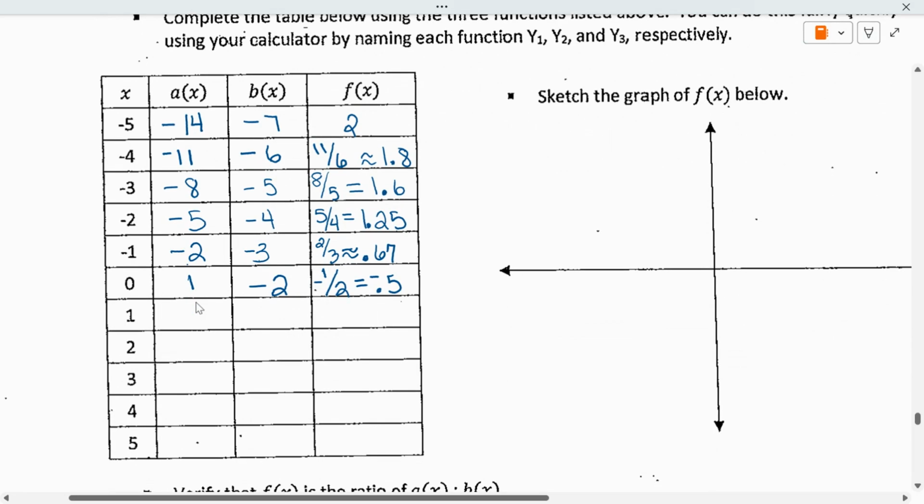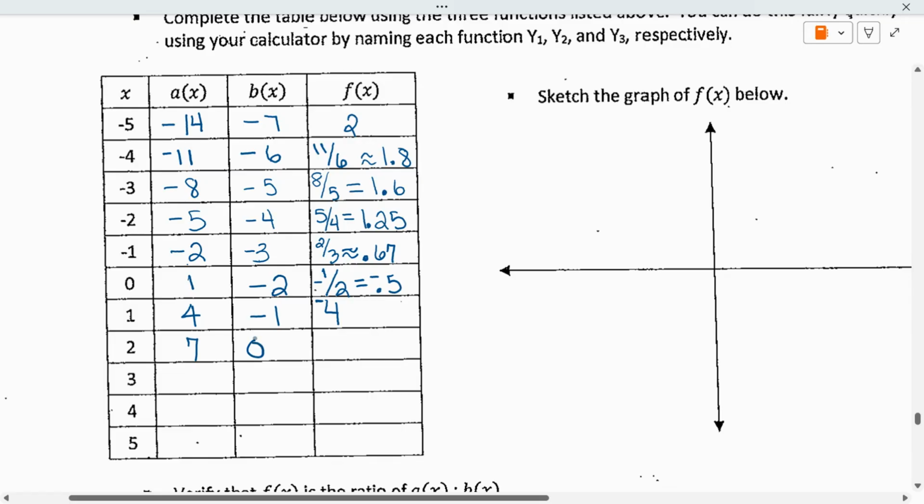Okay, what about when x is 1? Start shouting them out. When x is 1, you get 4 and? So 4 divided by negative 1 is just negative 4. Yeah. What about when I let x equal 2? What are my two outputs?